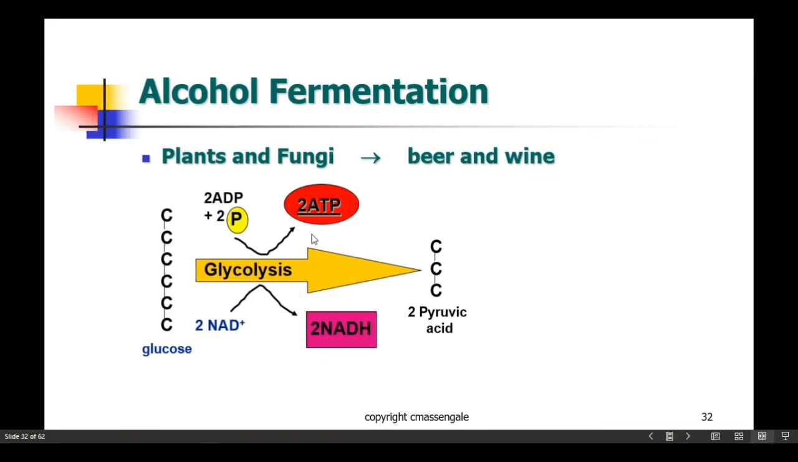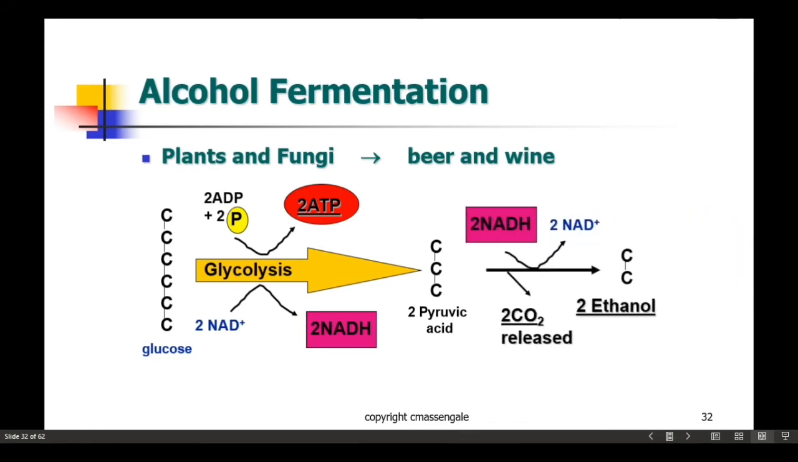Again, it starts first in glycolysis, wherein a glucose molecule is cleaved into two molecules of pyruvic acid or pyruvates. In the process, there is a net yield of two ATPs and two NADH molecules. Now, if there is still no oxygen, fermentation happens. In this case, this is alcohol fermentation. In alcohol fermentation, carbon is removed from the two pyruvic acids, specifically in the form of carbon dioxide. One carbon dioxide is removed from every pyruvic acid. Since we have two pyruvic acids, there is a release of two molecules of carbon dioxide.